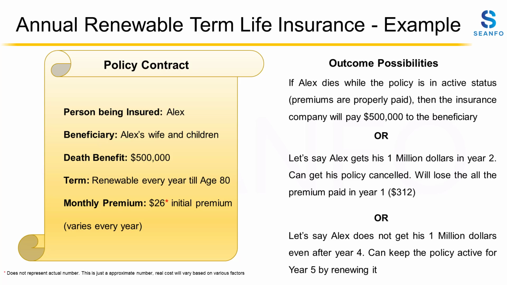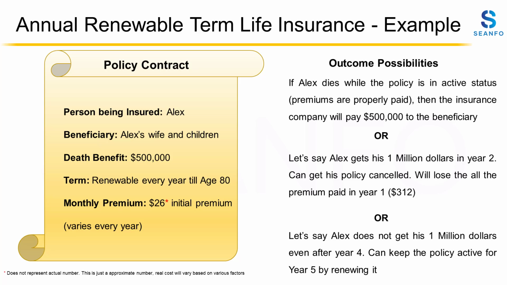So let's assume Alex got this policy and is paying his monthly premiums. Now let's discuss some possible outcomes. The first possibility: if Alex dies while the policy is in active status, premiums are properly paid, then the insurance company will pay $500,000 to the beneficiary, which is Alex's family. Let's look at another possibility here. Let's say Alex gets his $1 million in year 2. Now he can stop paying the premium and get his policy cancelled. Alex just ended up paying about $312 for year 1. So this policy helped Alex buy protection for his family in an inexpensive way.